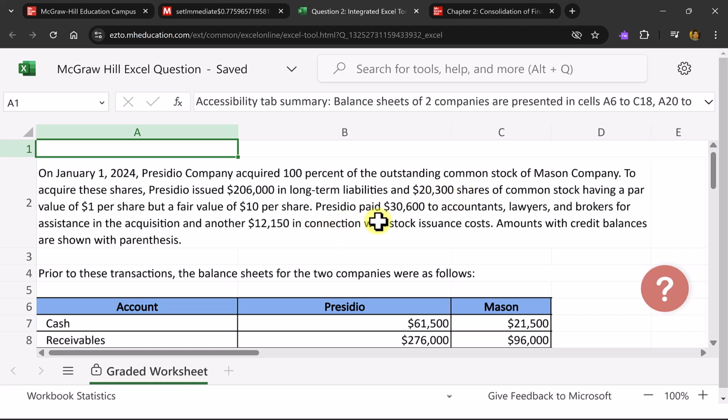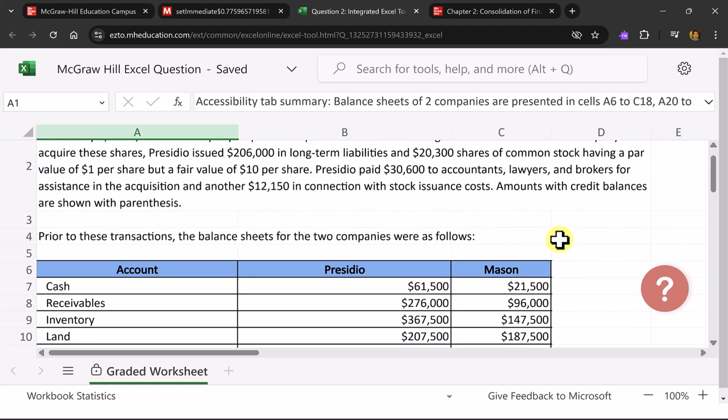And Presidio is paying 30,600 to accountants, lawyers, and brokers for all of this acquisition. So we know we're going to be treating that as a professional service expense, deducting expense, and another 12,150 in connection with the stock issuance. So that's going to again be an offset to that additional paid-in capital, again that $9 per share.